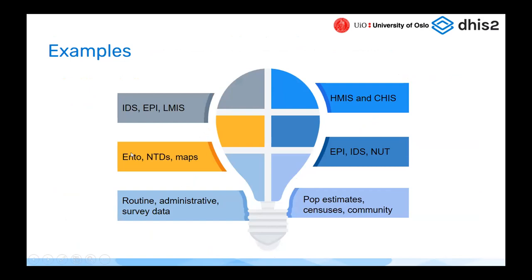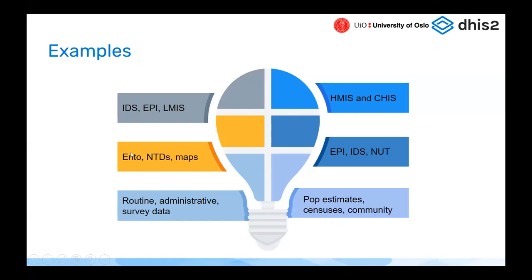Of course, we know quite well the information that you can triangulate about surveillance, about your stock, and about your EPI, so any kind of immunization data. But there are also other examples, and some of them will be covered today by our presenters. For example, entomological and vector control data together with your surveillance data. You might want to triangulate your routine and administrative data together with your survey data, which is very important also for validating your population data.